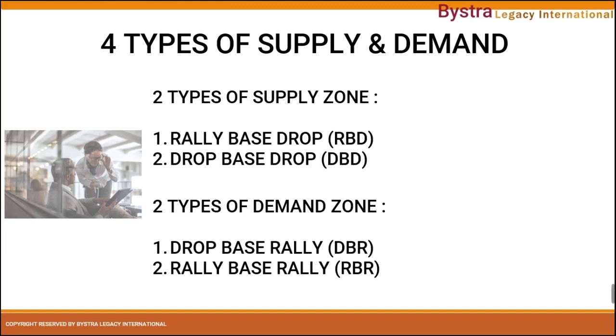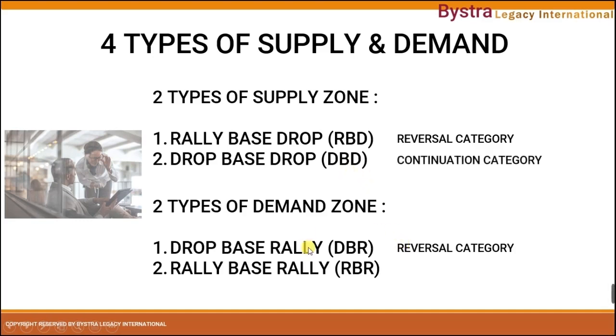Next, 2 of these are reversal and 2 of them are continuation. Do you want to take a guess? Let's try this. The rally base drop, RBD, will fall under the reversal category. Same goes with drop base rally, which falls under the reversal category, whereas the drop base drop and the rally base rally are the continuation category. Simple, isn't it? Remember this, guys, don't get confused between the reversal and the continuation of SnD base.